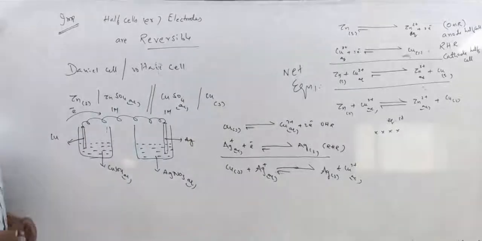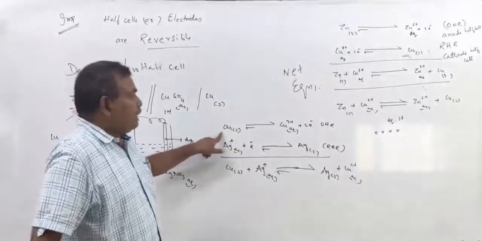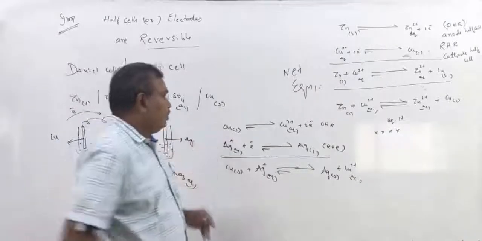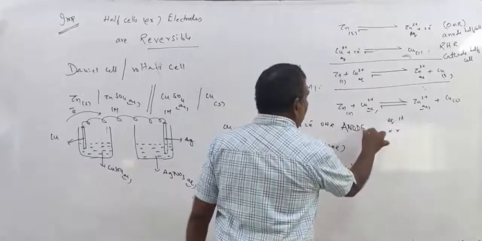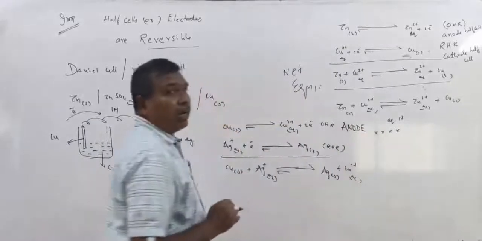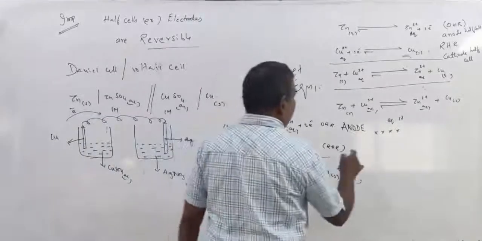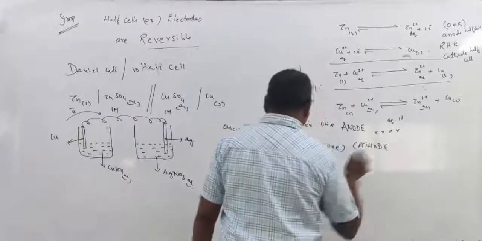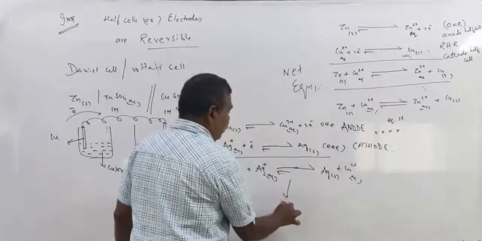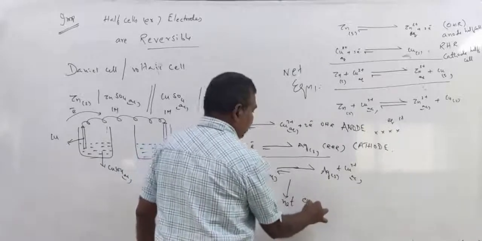So when copper and silver rods are connected together, oxidation reaction takes place at the copper rod. So this is the anode. And reduction reaction takes place at the cathode, the silver electrode. Therefore, it is the cathode. And this is the net equation in the cell.